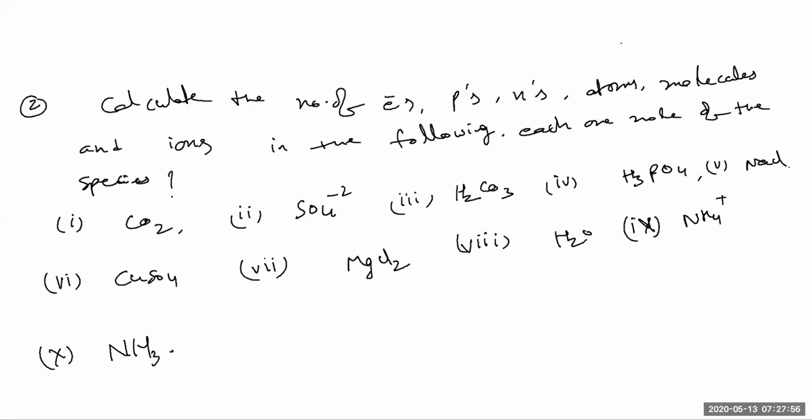The number of neutrons is atomic mass number minus atomic number. That will give the number of neutrons. I gave the atomic numbers and atomic masses of 30 elements.